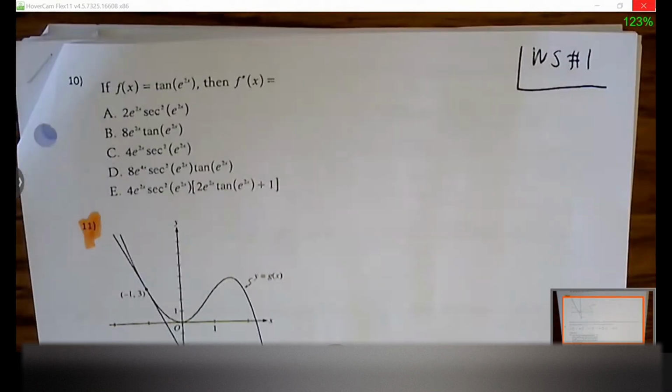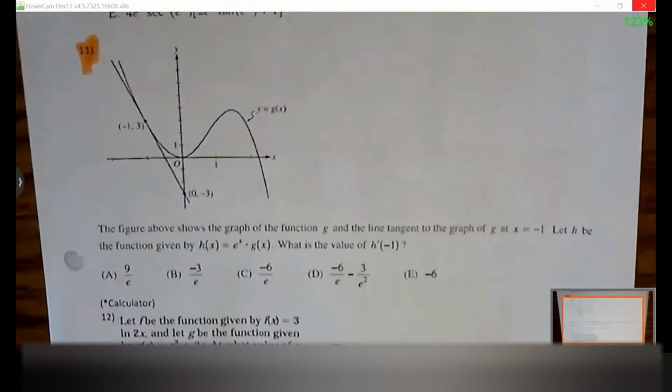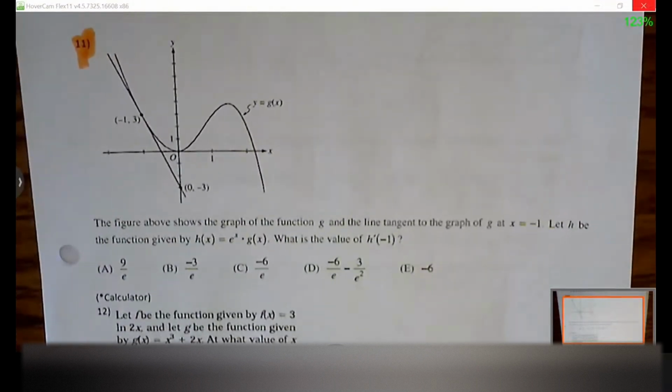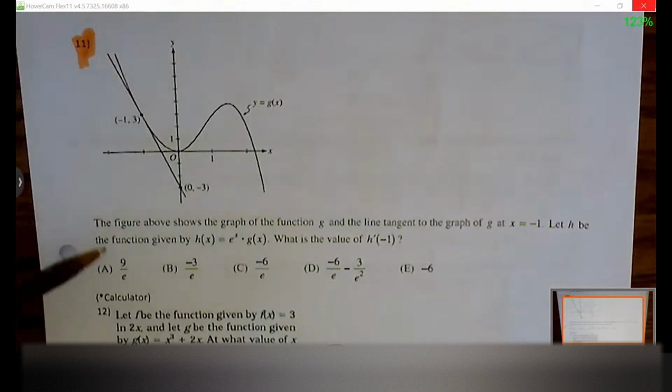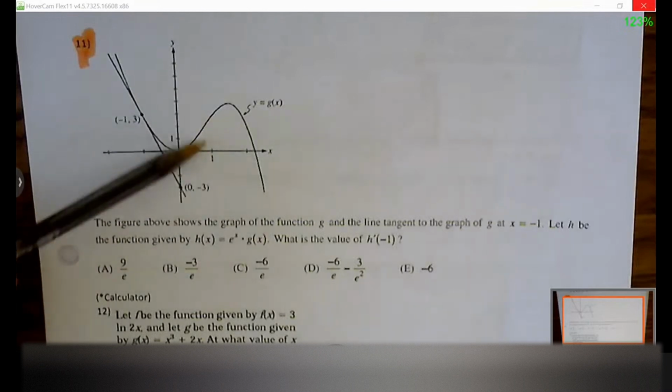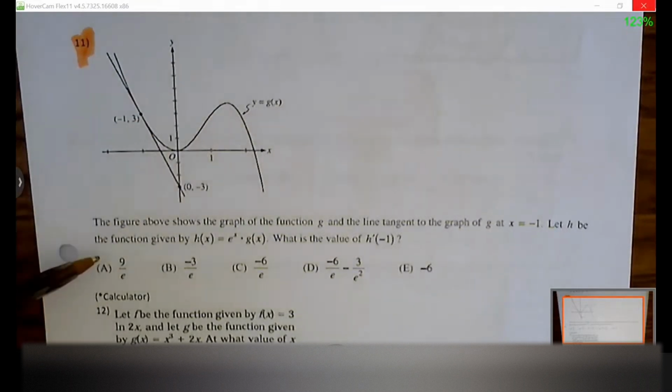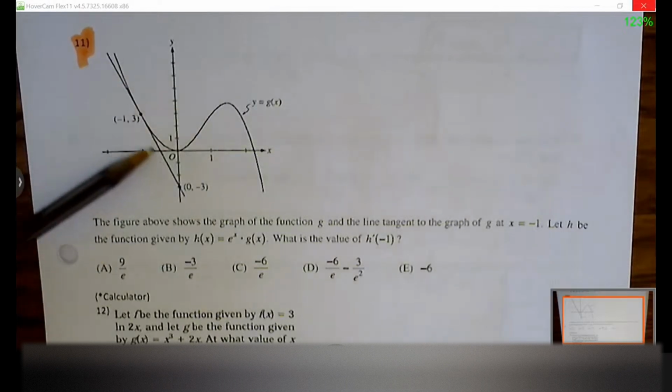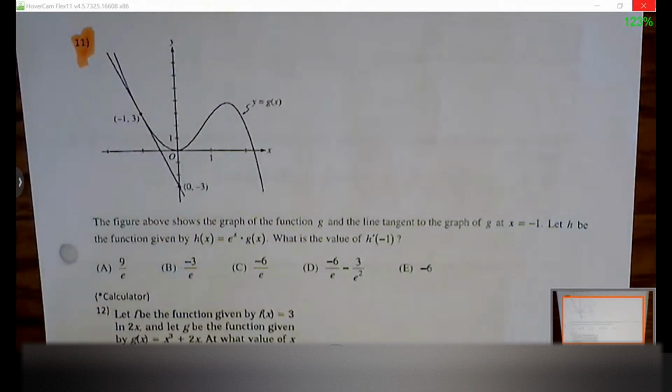Okay, so worksheet 1, third page, number 11. Let me read the problem here. We have a function above that shows the graph of function g, that's the curve that you see here, and the line tangent to the graph at x equals -1. So the line is tangent to the curve at -1. Let h be the function given by h of x equals e to the x times g of x. What is the value of h prime of -1?